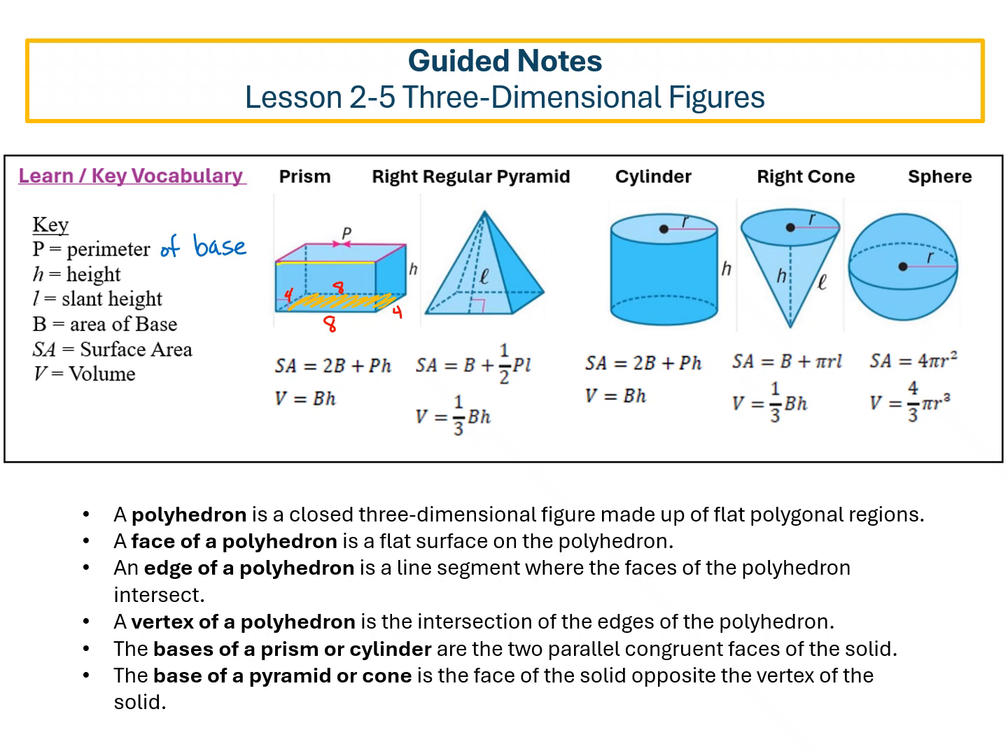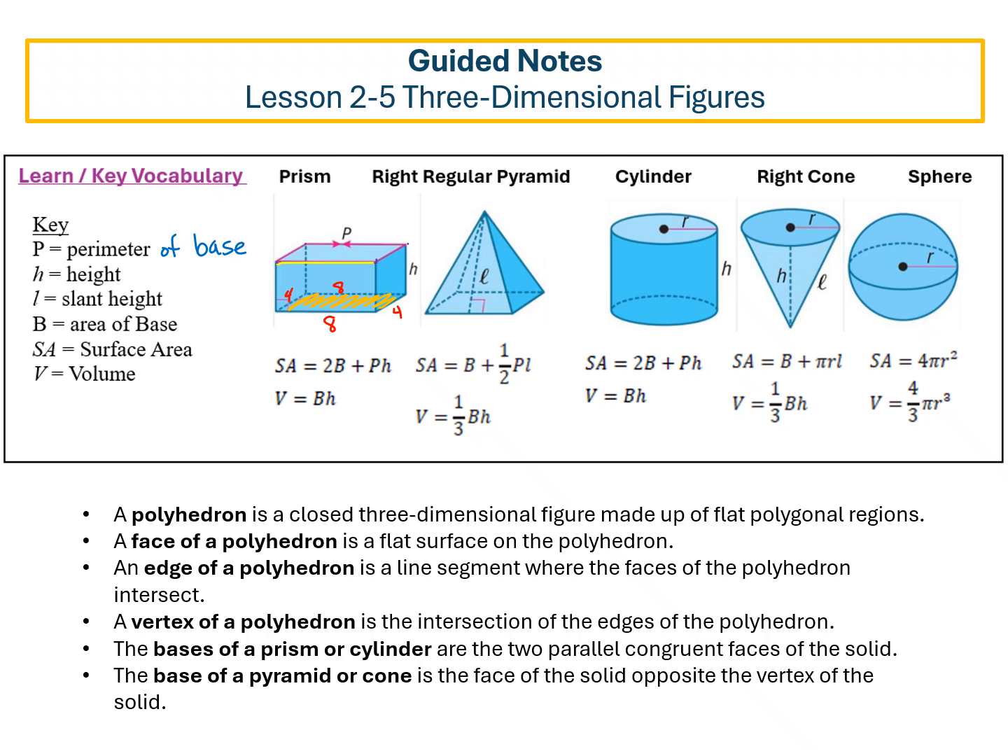The vertex is the intersection of the edges of the polyhedron, as can be seen here and here and here, and here. There are multiple vertices here. Now, the base of a prism or cylinder are the two parallel congruent faces of the solid. So where I shaded in yellow, that is a base, and then at the top, that is also a base. You have two bases in a prism or cylinder.